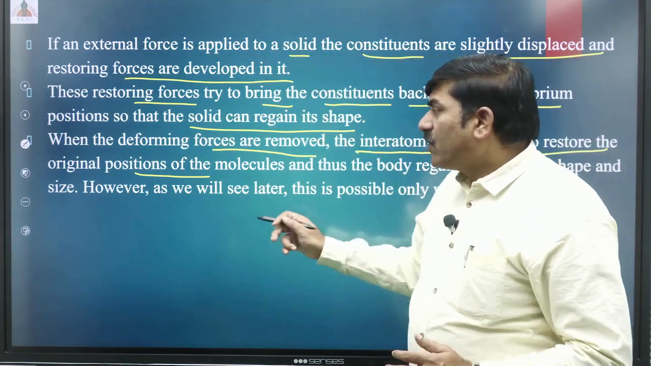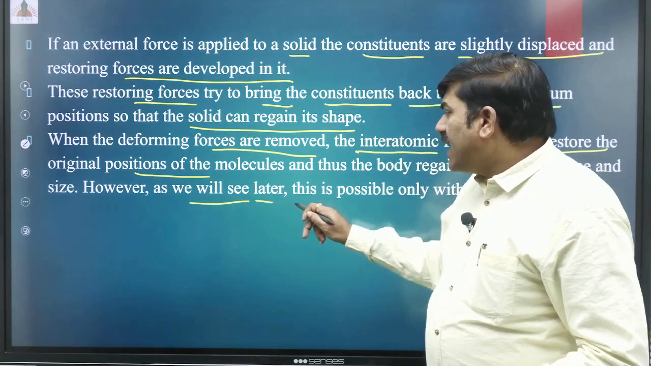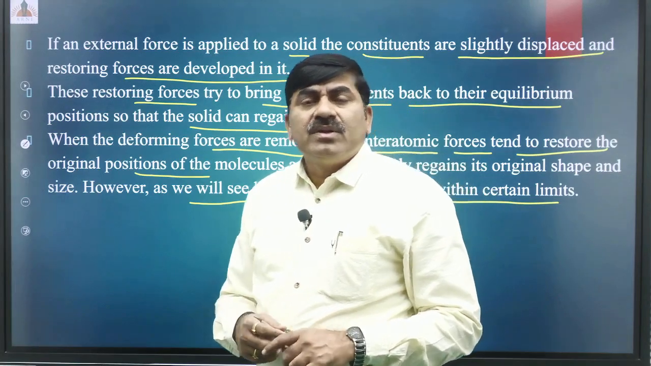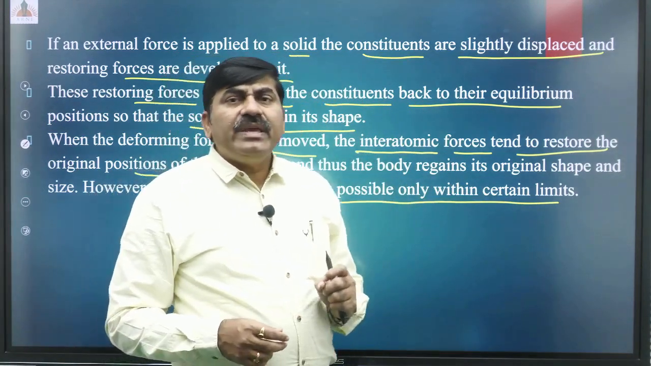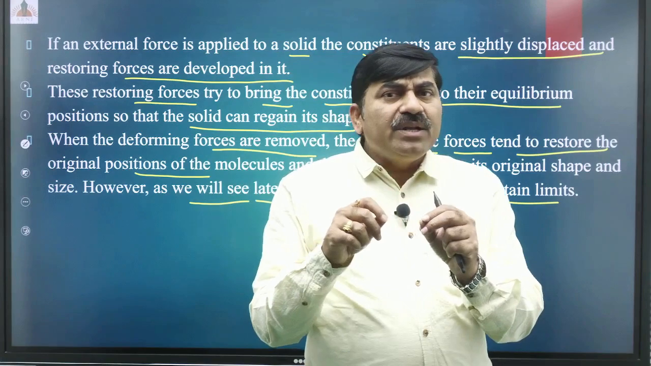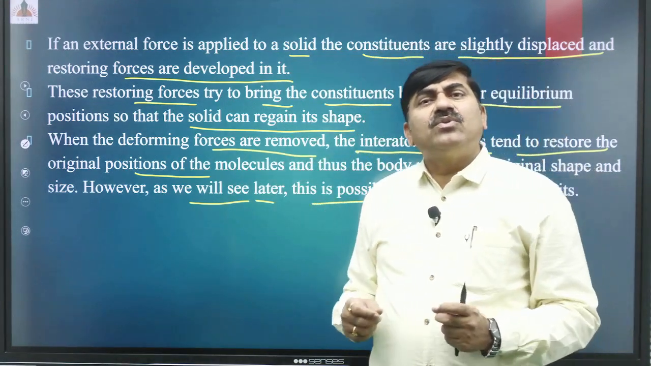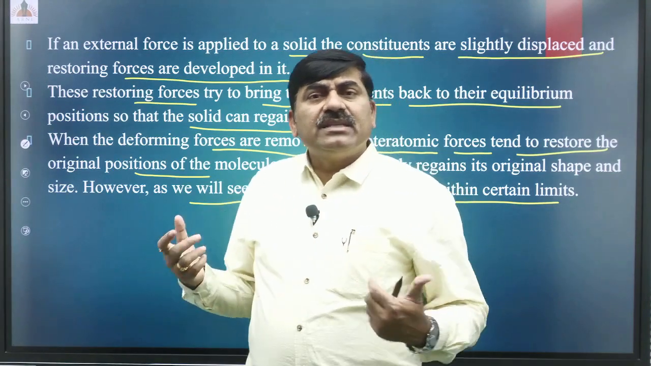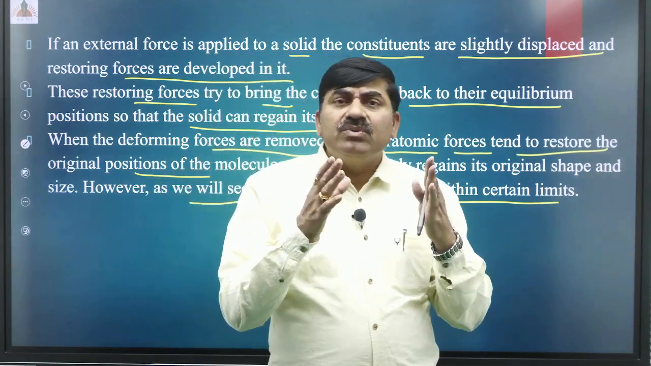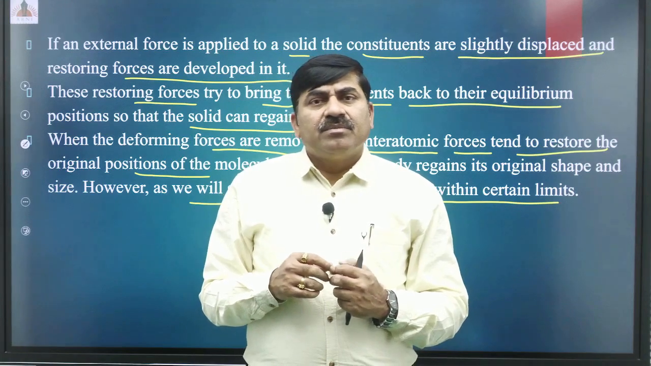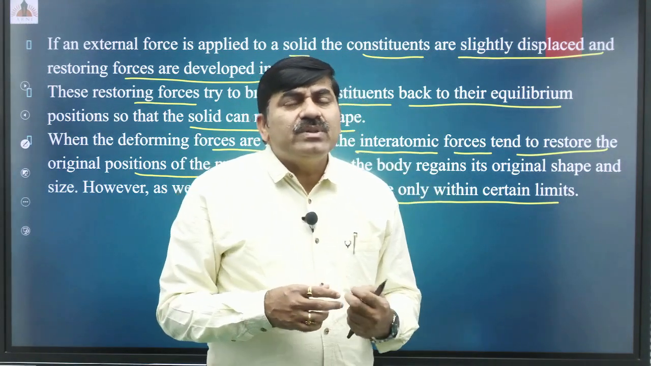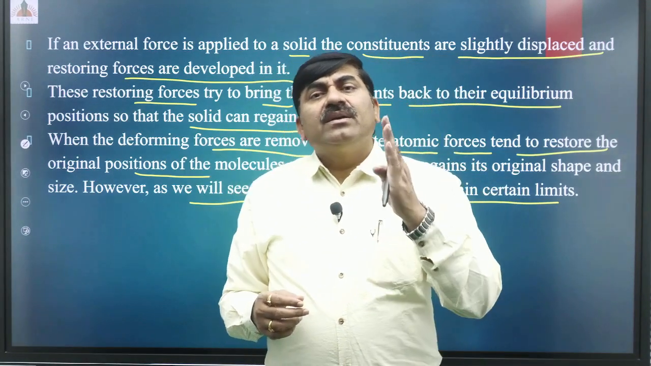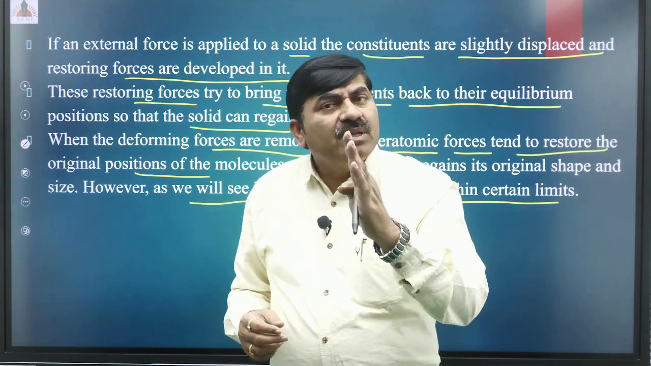As we will see later, this is possible only within a certain limit. Try to understand: if we have a rubber with you and if you apply force on both sides, then the rubber elongates. If you remove the external force, the rubber comes back to its original state. But if we do that same thing again and again, then there will be a permanent change in the shape and size of the rubber.